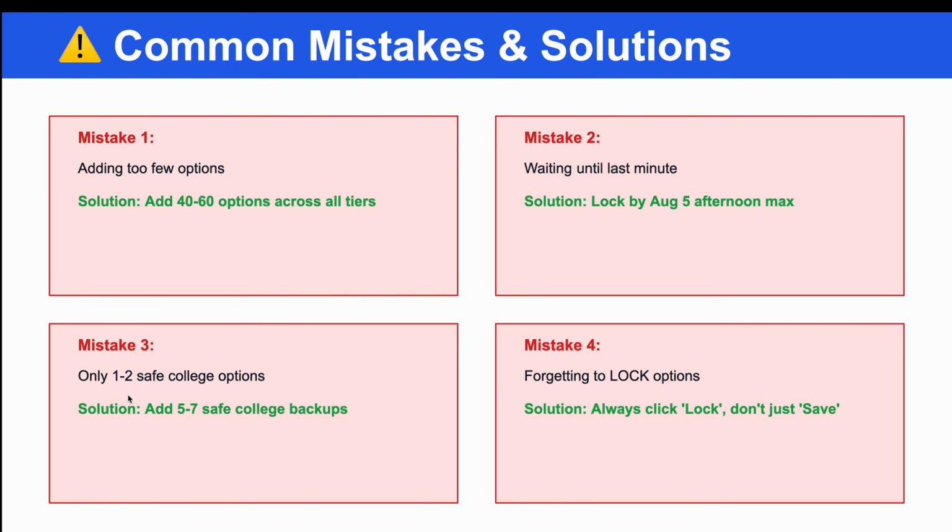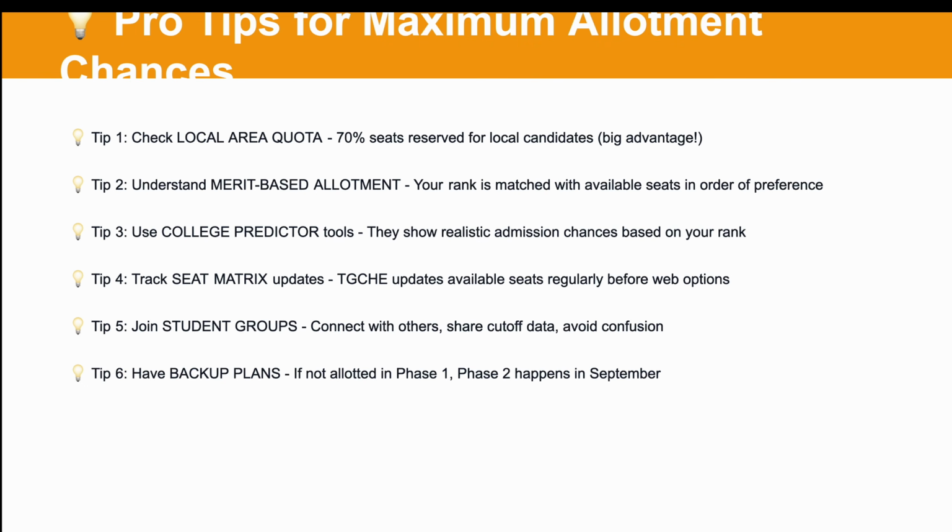And mistake number 3, 1 or 2 safe options. No, I will suggest adding around 5 to 7 safe options as backups. And mistake number 4, forgetting to lock options. Always click lock and don't just save. After completing the entire options, you need to lock them also, or after 22nd at 11:59 p.m. it will automatically get frozen.